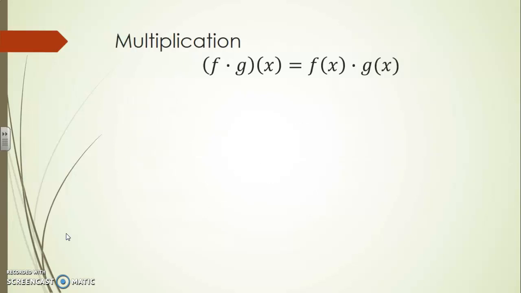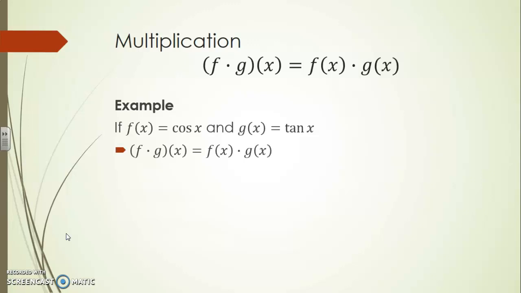In the exact same way, the product of f with g is obtained by multiplying f of x with g of x. So for instance, if f of x stands for cos of x, and if we label tan of x as g of x, then the product of f with g calculated at x is the result of f at x multiplied with the result of g at x. So cos of x times tan of x.